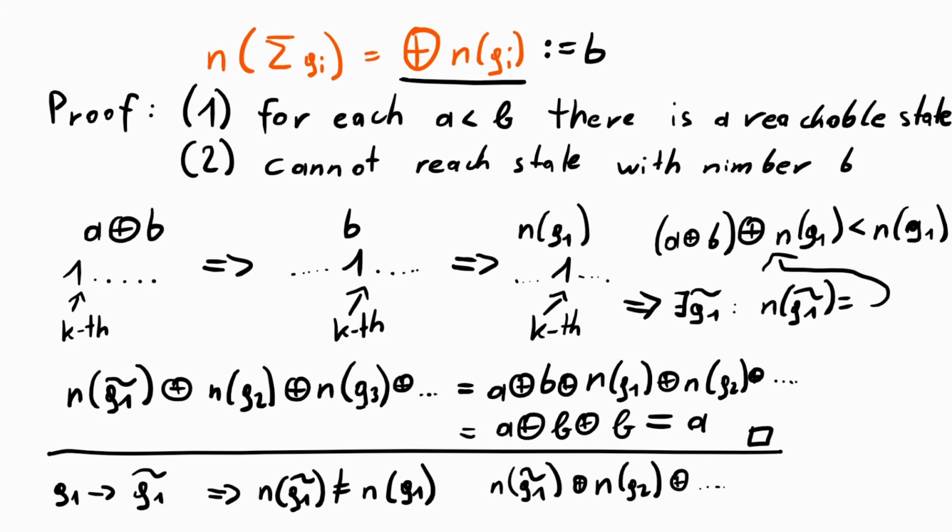But this is not equal to the number of G1 XOR n of G2 XOR dots. And that's b. So with any move, we can't reach a state with number b. And this finishes the second part of the proof. We can reach any smaller number, but we can't reach the number itself. That's the definition of the max. And so the theorem holds.